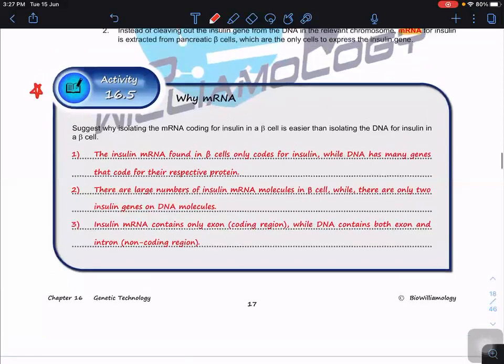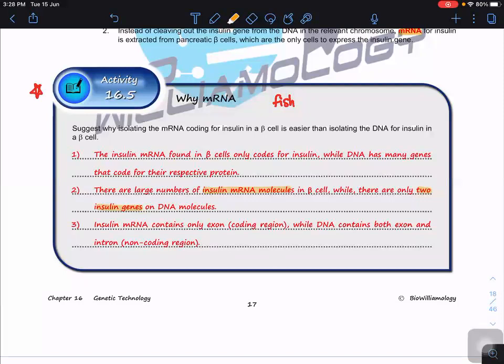For example, if we target the insulin mRNA, we can actually fish it out, or isolate it out. Something like fishing, we have the method to do this. But for DNA, we have to search where, and only then can we cleave it out, so it is more difficult. Second, there are a large number of insulin mRNA molecules compared to the DNA, which has only 2 insulin genes: one we get from father, another from mother.